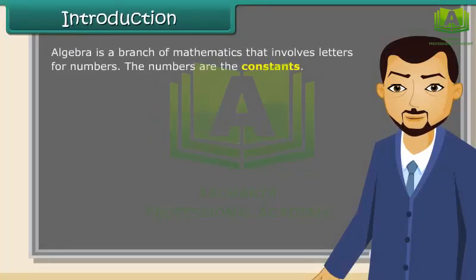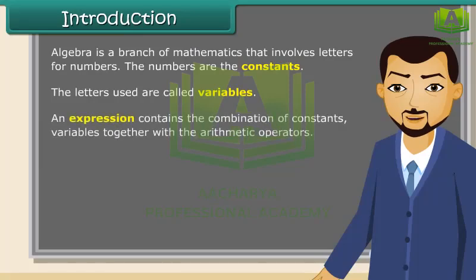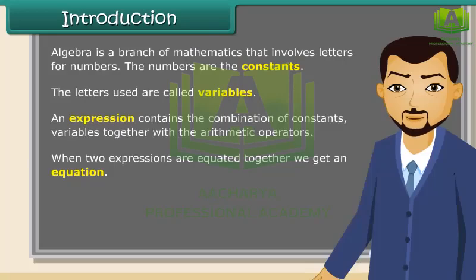Algebra is a branch of mathematics that involves letters for numbers. The numbers are the constants. The letters used are called variables. An expression contains the combination of constants, variables together with the arithmetic operators. When two expressions are equated together, we get an equation.